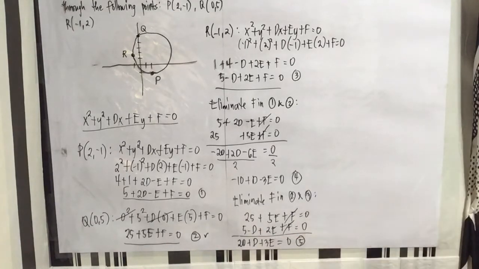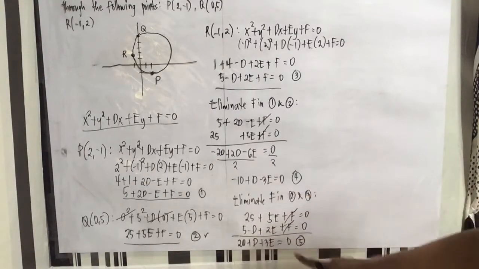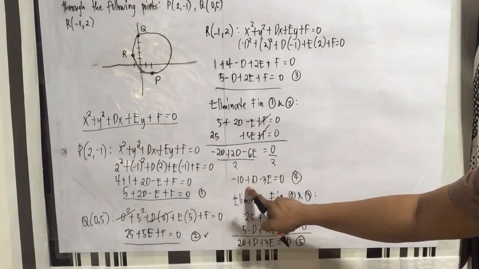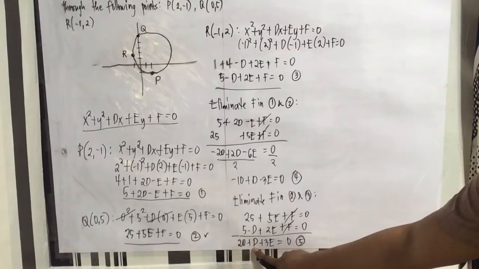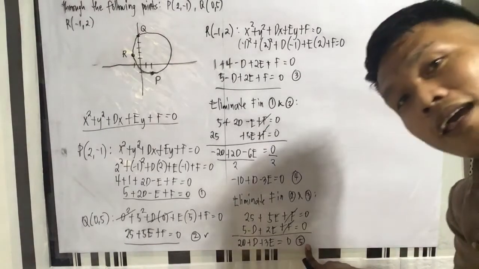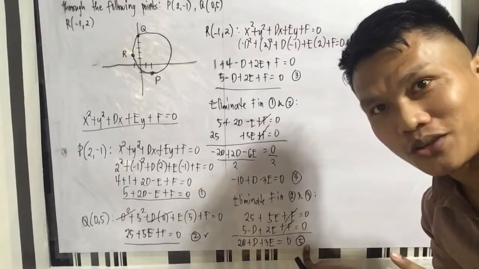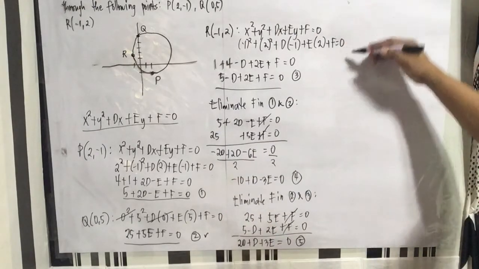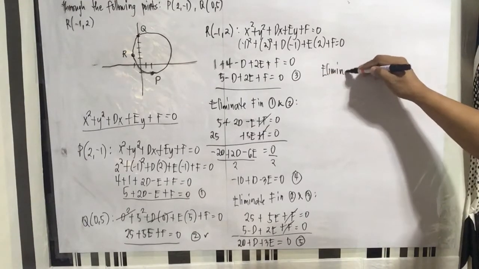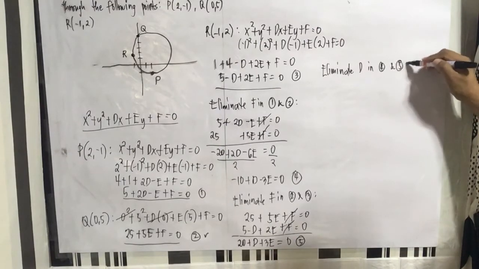Okay? Then the next one is, since we only have two equations having the variables d and e, that is equation 4 and equation 5. And as we can see, there is no numerical coefficient in d in our equation 4, and there is no numerical coefficient of d in our equation 5. Then we can say that we can eliminate d in our equation 4 and equation 5.